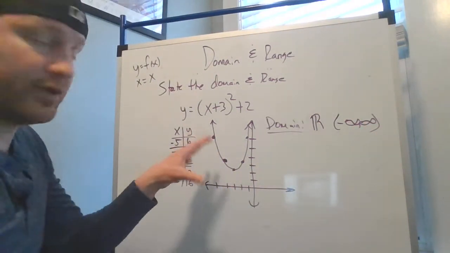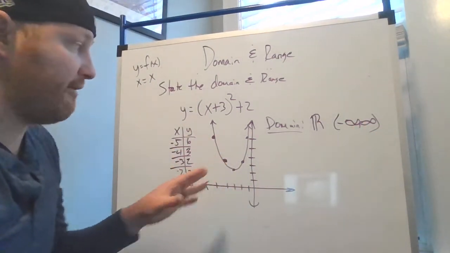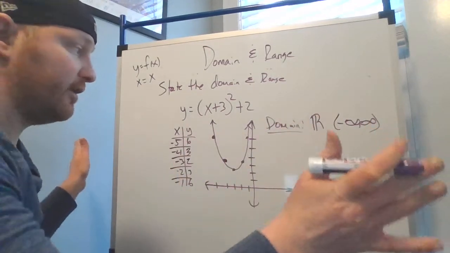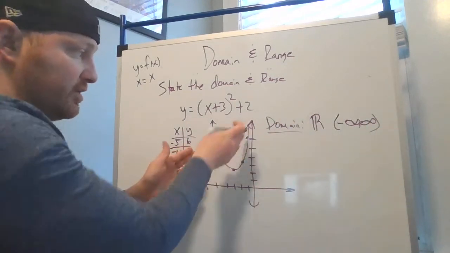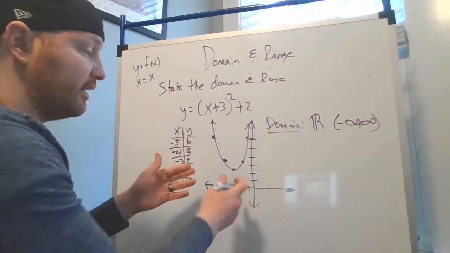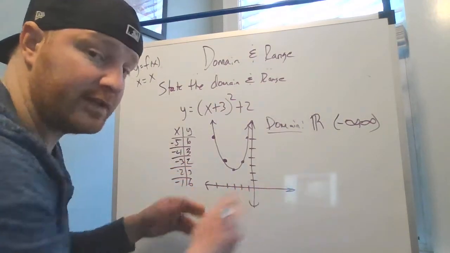I have no restrictions on my graph. I can always input any value in any direction. I'm always going to get an answer. Yeah, it looks like you stop around here, but realistically, I can keep on inputting values if I wanted to.